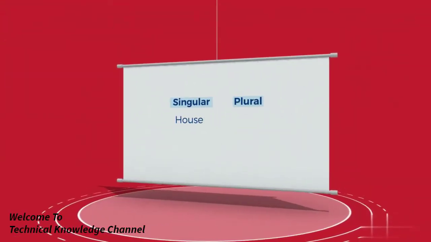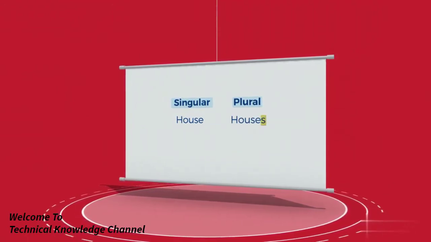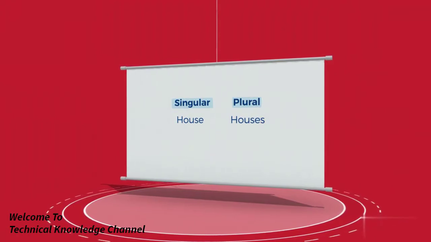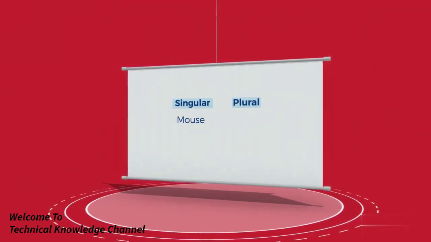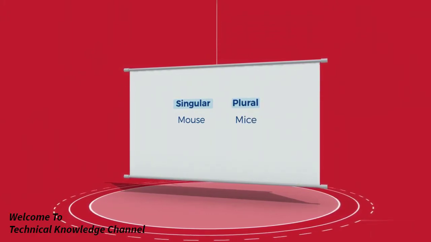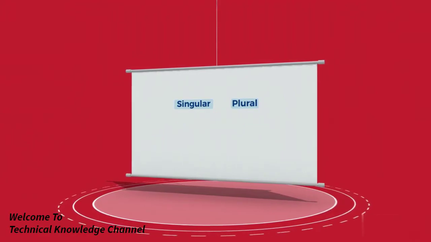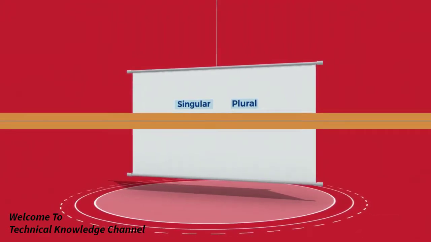To form the plural of most count nouns, you add an s. In some cases, however, the plural of a noun may be irregular. For example, the plural of mouse is not mouses, it's mice. In some cases, there's no change from the singular to the plural, for example, aircraft.